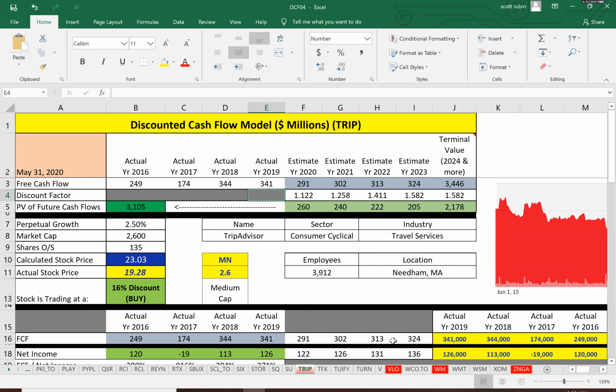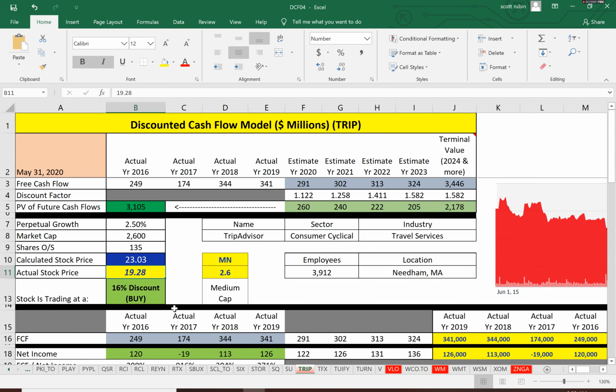So we calculated the free cash flow for 4 years. So year 1, 2, 3, and 4. Then we did a terminal value, which is all years beyond year 4. Then we discounted those numbers back to today. And the value of the company is $3.1 billion. And when we divide that by 135 million shares, we get a stock price of $23.